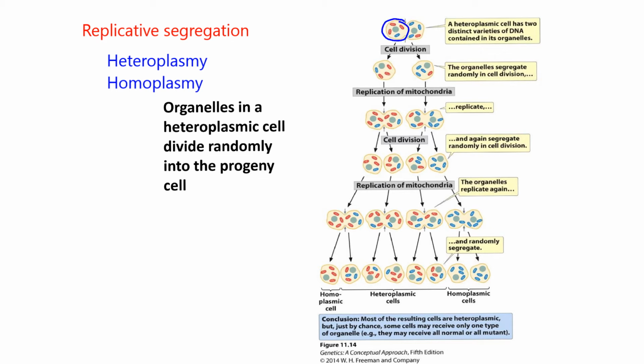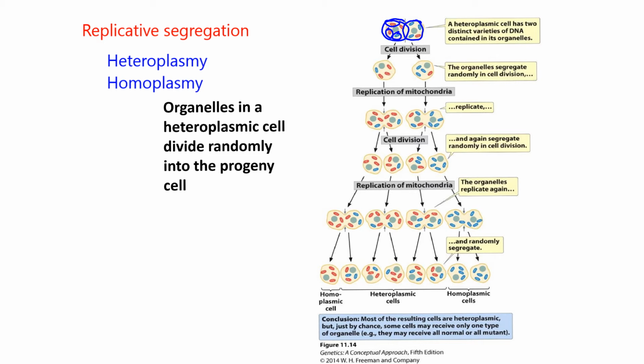So what can you see in here? That there are different mitochondria. Let's pretend that mitochondria outlined in blue are those which carry a random mutation, and those outlined in red carry wild-type mitochondrial DNA. So these cells which carry mutated and wild-type mitochondria in regard to the DNA they have are called heteroplasmic. So heteroplasmy refers to the occurrence of two distinct varieties of DNA within the cytoplasm of a single cell.